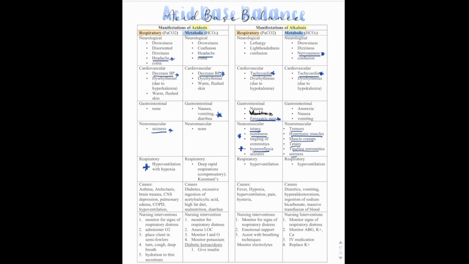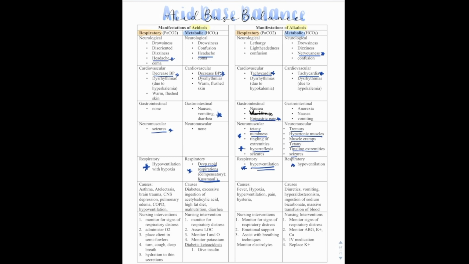Very important. This is different than our metabolic acidosis, which is going to have deep, rapid respirations or Kussmaul's. So these are different. So remember those. For respiratory alkalosis, we're having hyperventilation. Again, this is different. So remember this one. And for metabolic alkalosis, we're seeing hypoventilation. So you want to remember all the differences in respiratory. For these, you can see a significant difference.